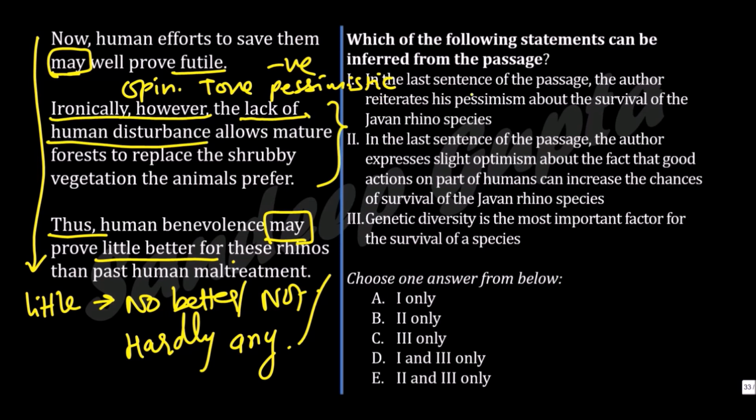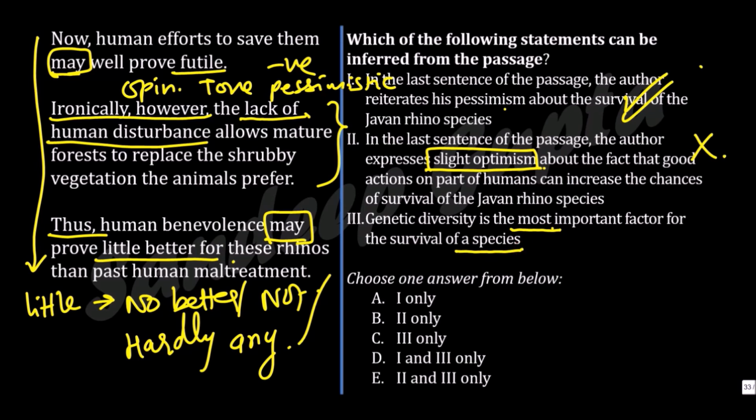In the last sentence of the passage, the author reiterates his pessimism. Perfect answer. Absolutely. This is perfect. In this case, in the last sentence of the passage, the author expresses slight optimism. This is the mistake that most people will make because they'll think little better means somewhat better, which is not the case. Little means hardly any or not better or no better at all. So absolutely a 180-degree answer.